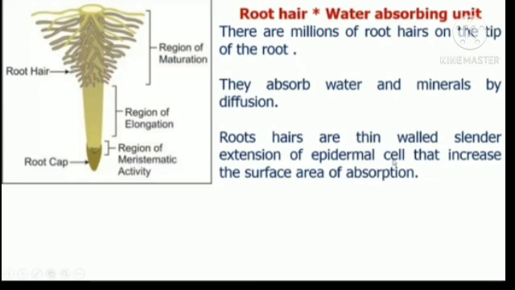Next is root hair, the water absorbing unit. The root consists of many regions. It has first a region of maturation that contains root hairs, region of elongation, region of meristematic activity, that is the root cap. There are millions of root hairs on the tip of the root. They absorb water and minerals by diffusion. Root hairs are thin-walled slender extensions of epidermal cells that increase the surface area of absorption.